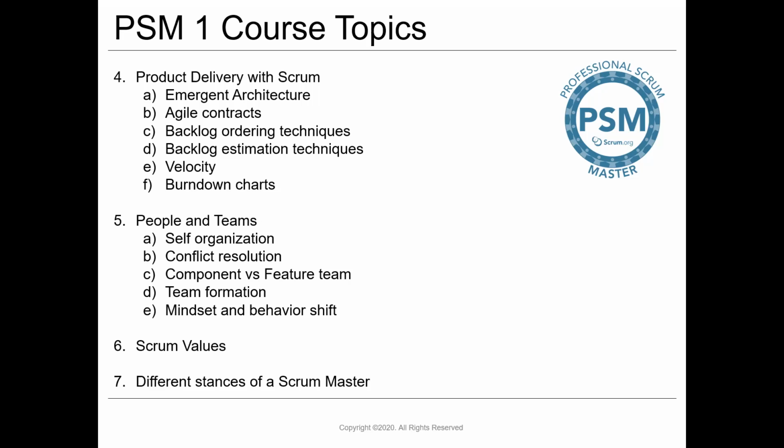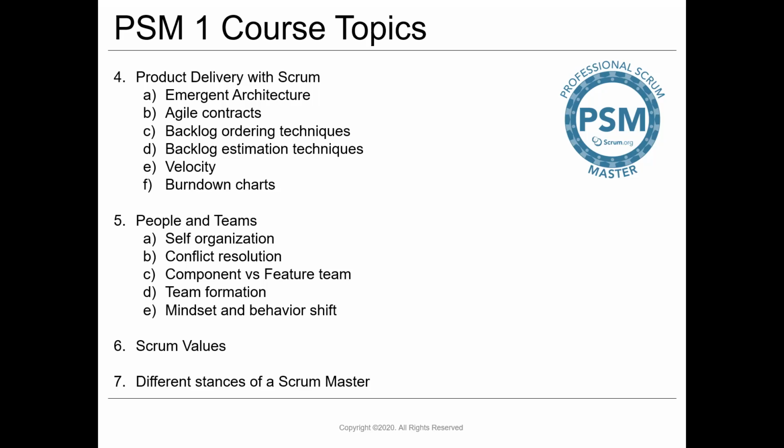The other topics are on product delivery with Scrum, which includes discussion on emergent architecture, and a bit on the agile context also. Then we talk about different ordering and estimation techniques. We cover one of the favorite topics of the participants, velocity and burn-down charts.